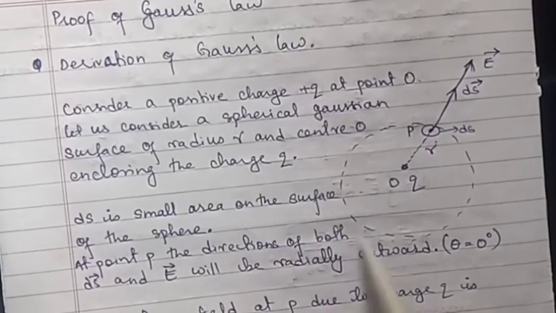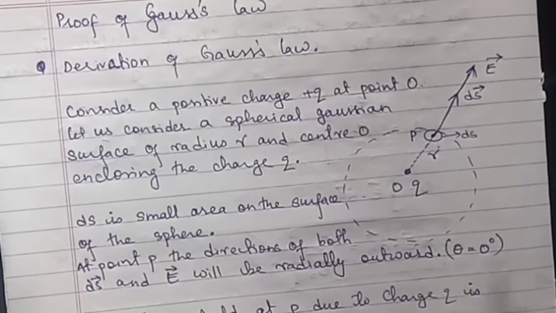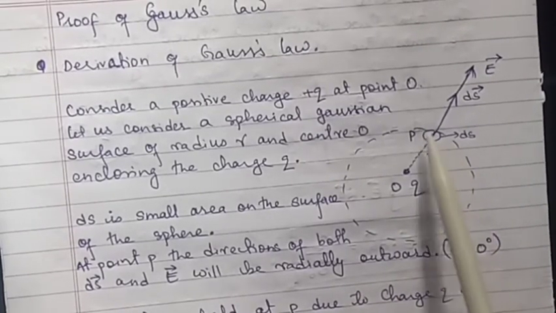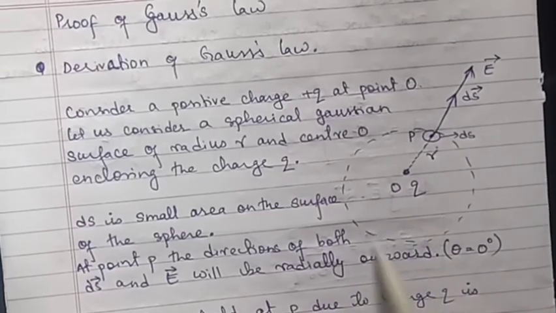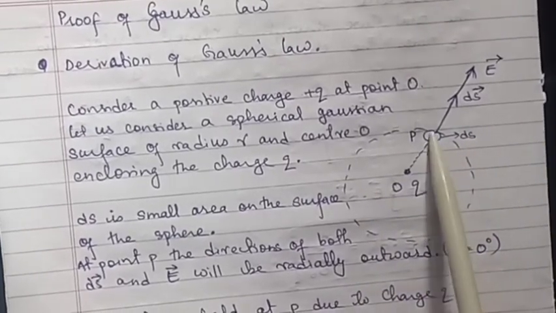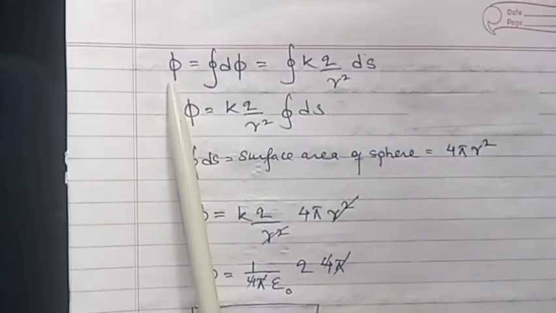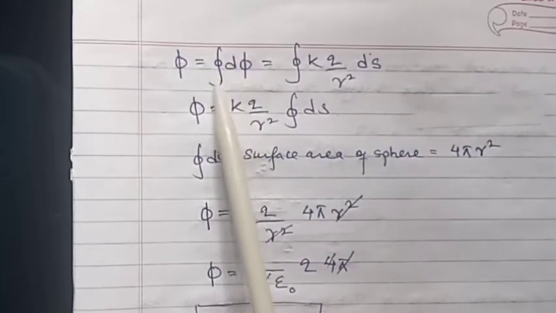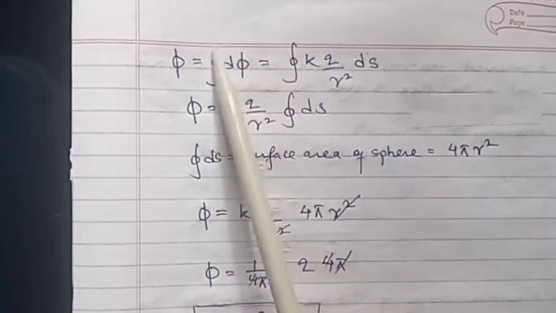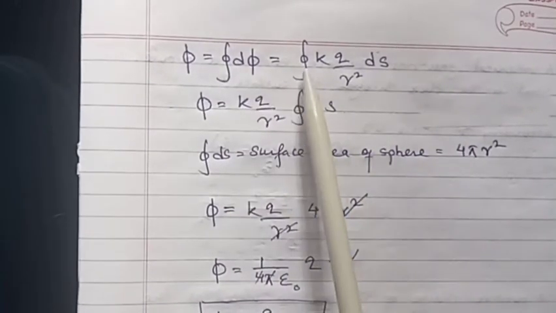If we use equation number 1, that is, if we put the value of E, then we will get this expression: d phi is equal to k q by r square into ds. This is the small flux through the small area ds. Now if you want to find the flux through the whole sphere, then we have to add the flux through all the small areas ds. That means we have to integrate the flux through ds. So total flux is the integration of small flux through small area ds. When you put the value of d phi, you will get this.